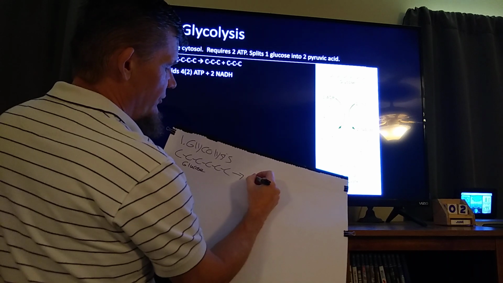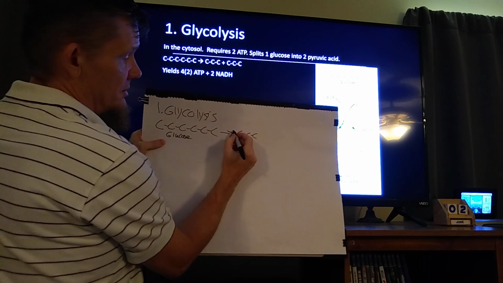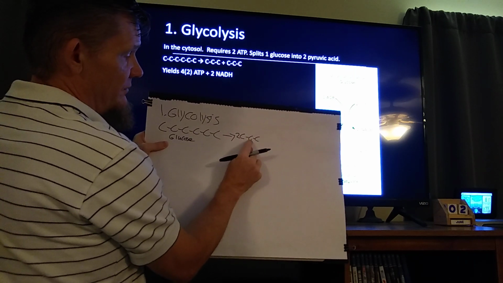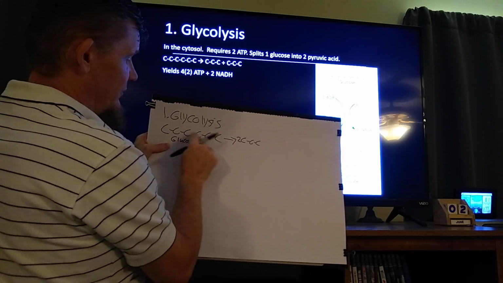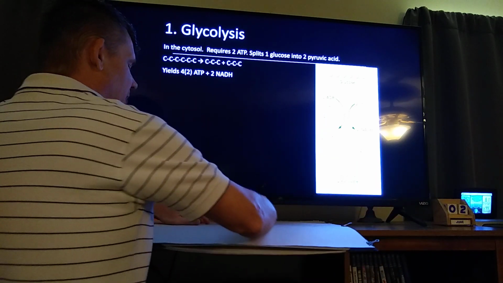I'm going to break it into 2, 3 carbon molecules. 1, 2, 3, 4, 5, 6. 2 of these. 1, 2, 3, 4, 5, 6. This is called pyruvate, or sometimes called pyruvic acid.